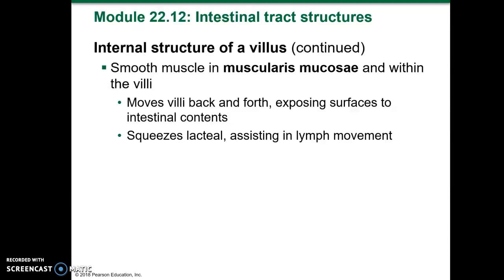Smooth muscle in the muscularis mucosae and within the villi moves the villi back and forth, and it exposes the surfaces to the intestinal contents. This squeezes the lacteals, and this assists in the lymph movement.